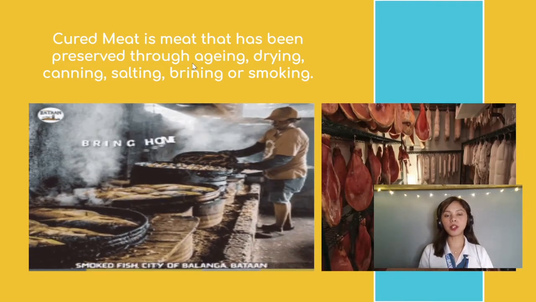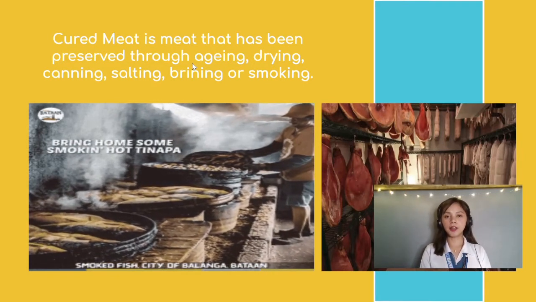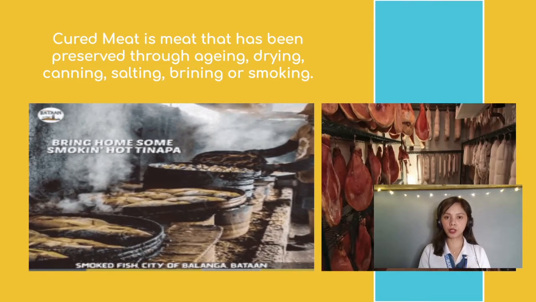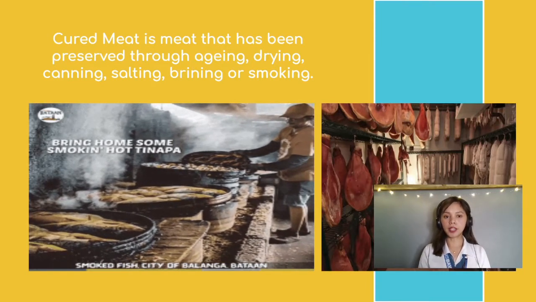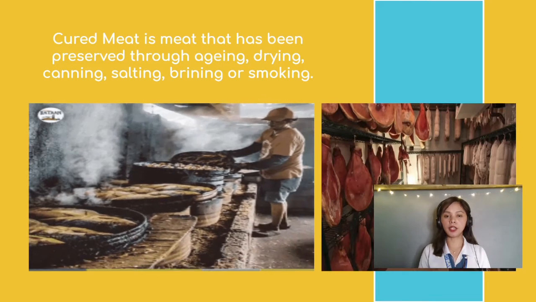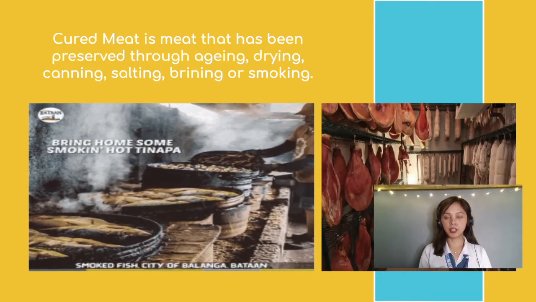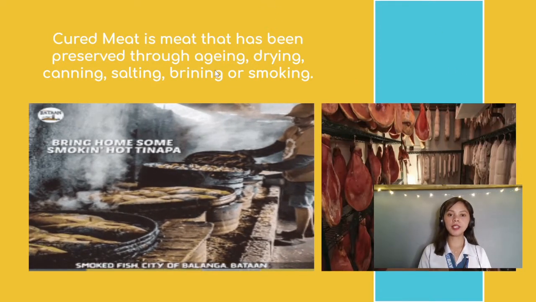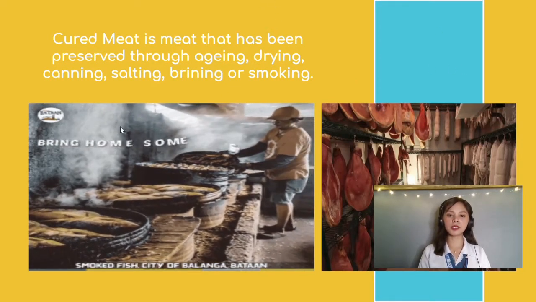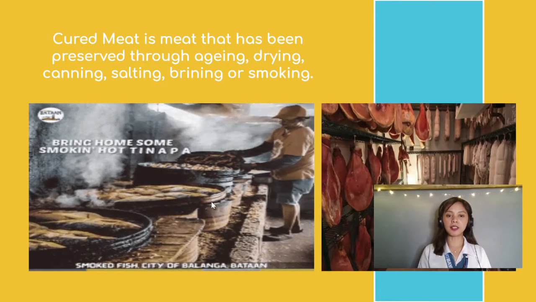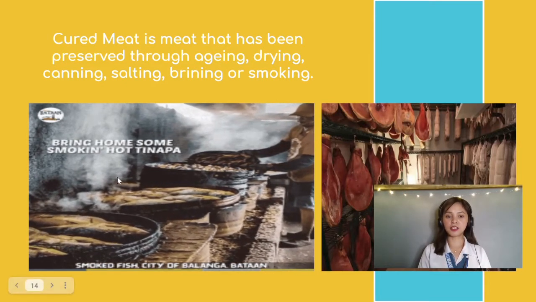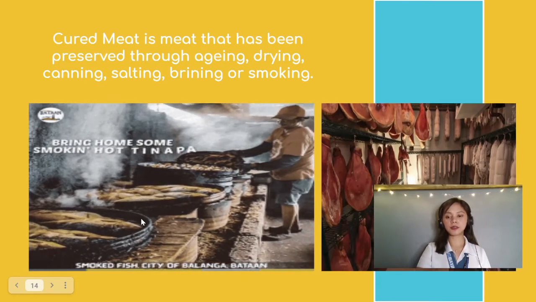Brining. If you are not familiar with brining, brining is a mixture of salt and water. In brining, it should be saturated, meaning there should be a lot of salt put in the water. Next is the smoking. If you're going to notice this man, he is cooking tinapa. So that is what you call smoking. Next one.